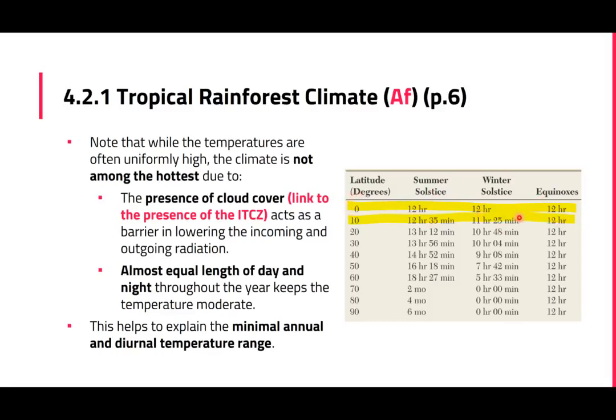Okay, because throughout the year, even in winter, the days are still relatively long and there's almost equal length of day and night throughout the year, so temperatures are uniform throughout the year. Okay, and hence a small annual temperature range. So this is for temperature wise.